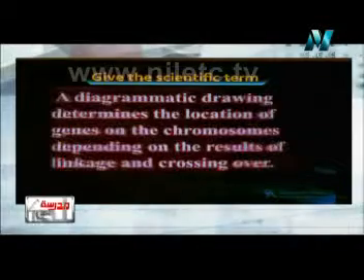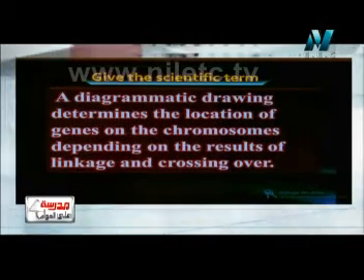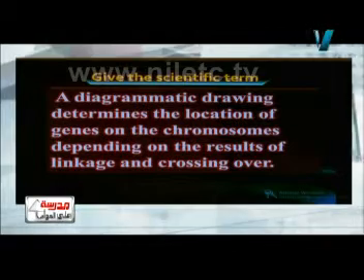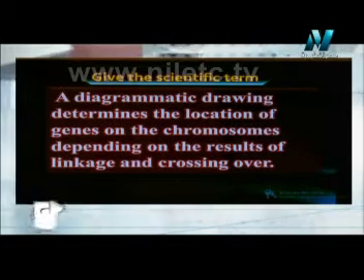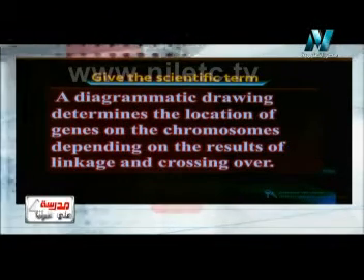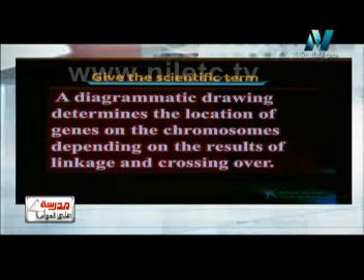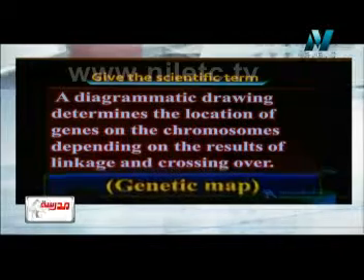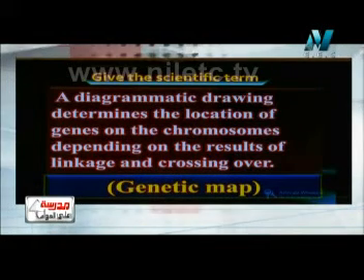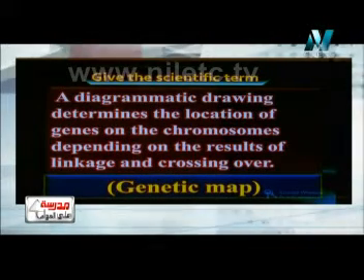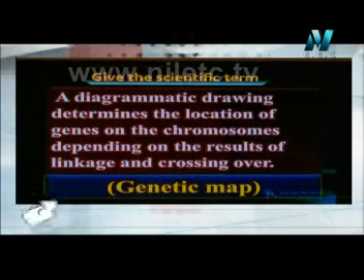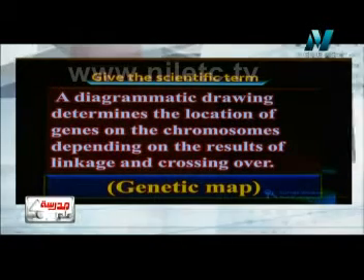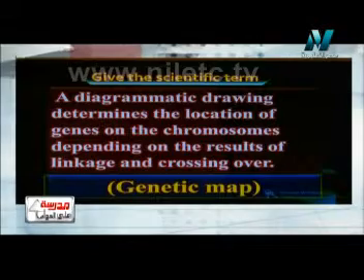The next. A diagrammatic drawing determines the location of genes on the chromosomes. It depends on the result of linkage and crossing over, studied by Morgan, and is called the genetic map. A genetic map is a description of the genes that are linked on the same chromosome and determines the distance between the genes which are located on the same chromosome.